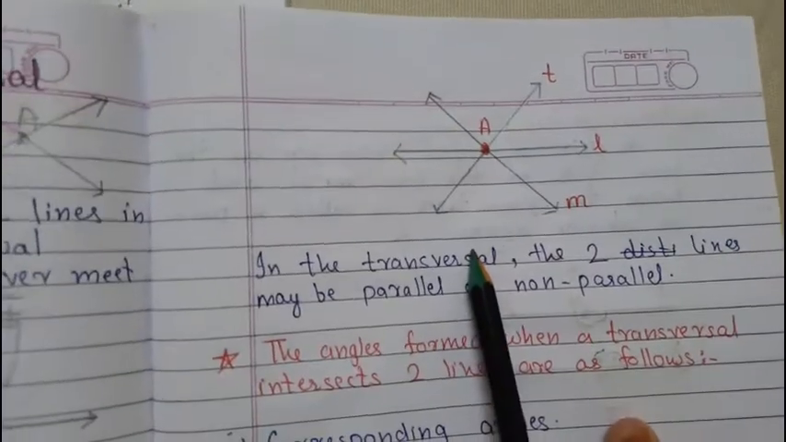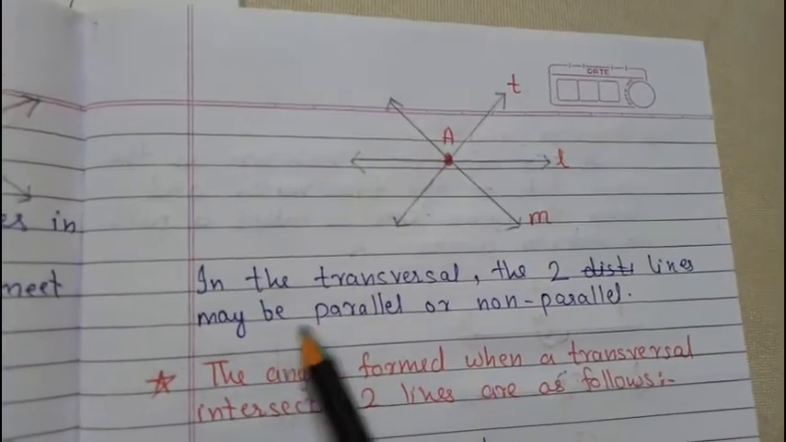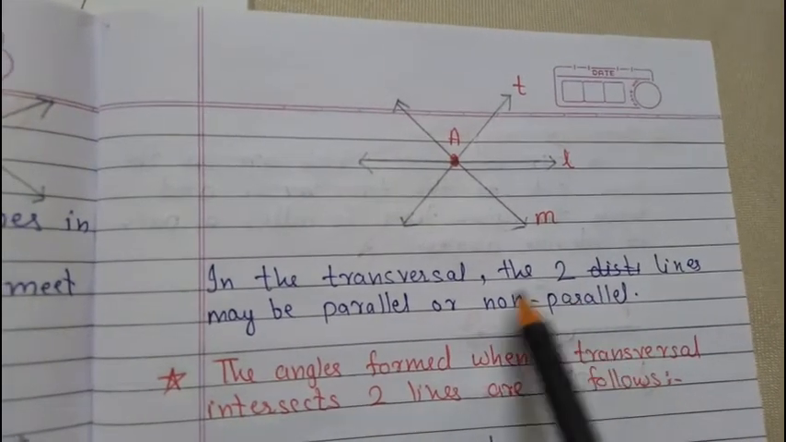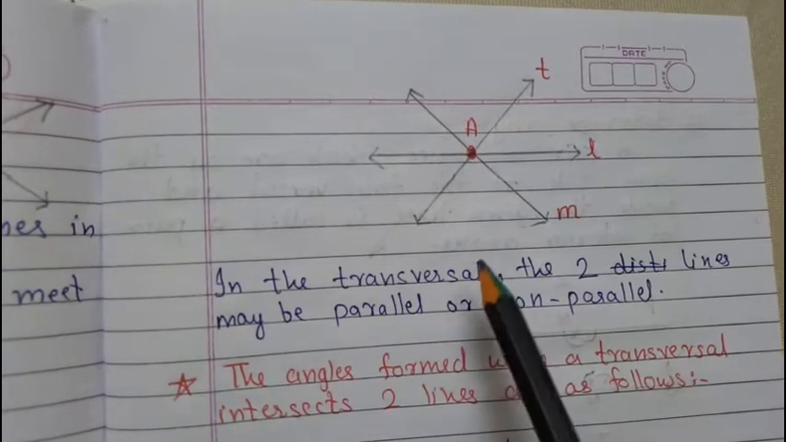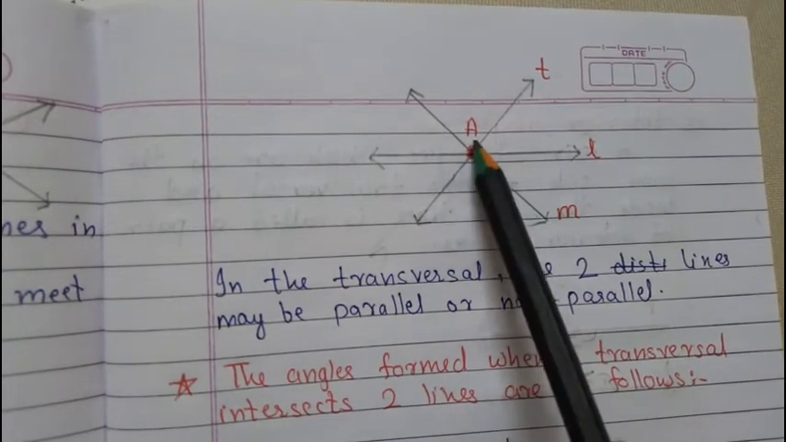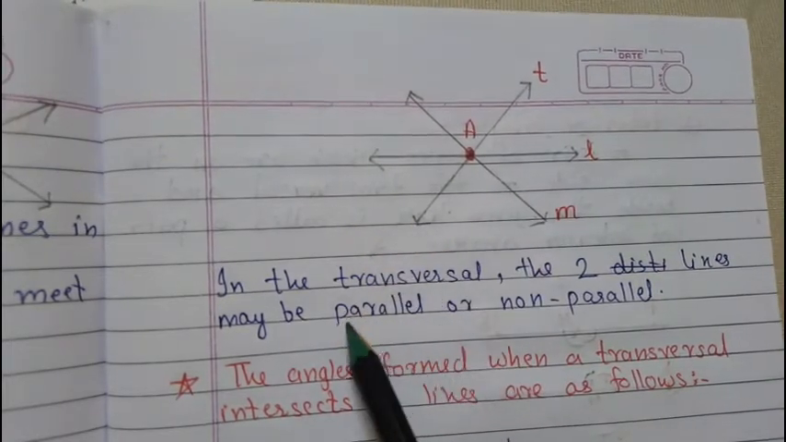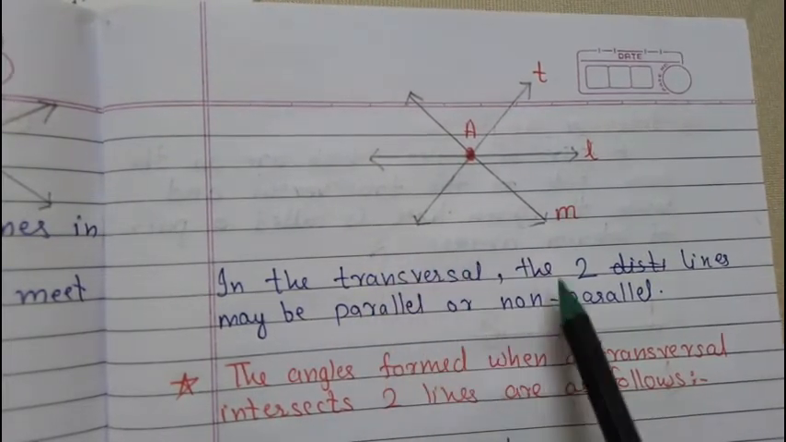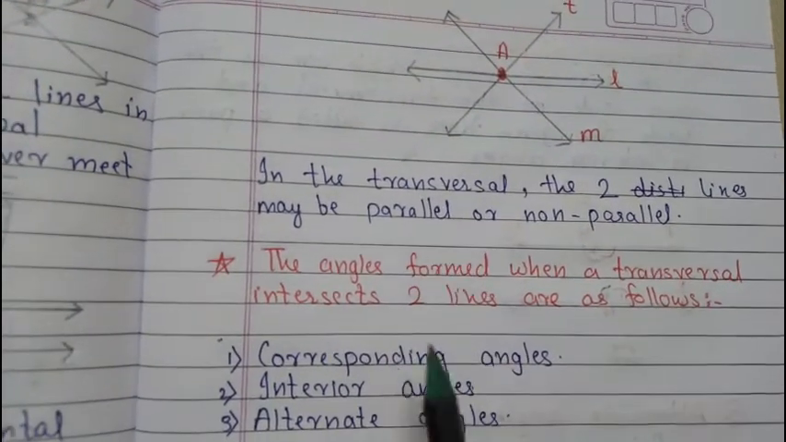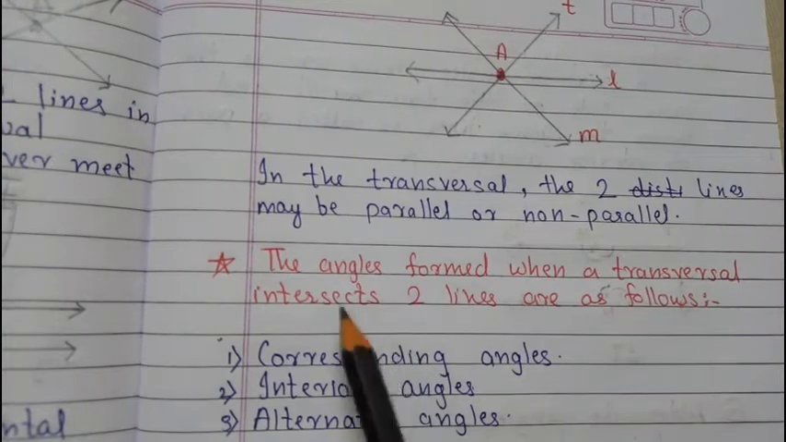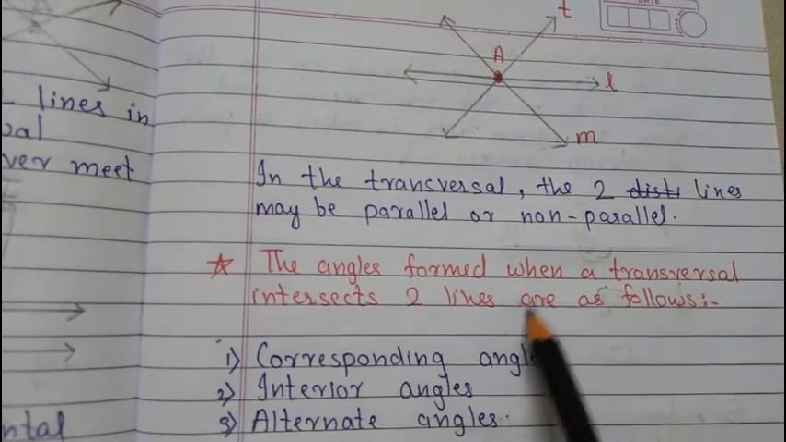So let's see, in the transversal, the two lines may be parallel or non-parallel. That means the condition is not there that they should be parallel. The two lines which T intersects may be parallel or non-parallel. So there is no condition for parallel lines. So student, next are the angles formed when the transversal intersects two lines.